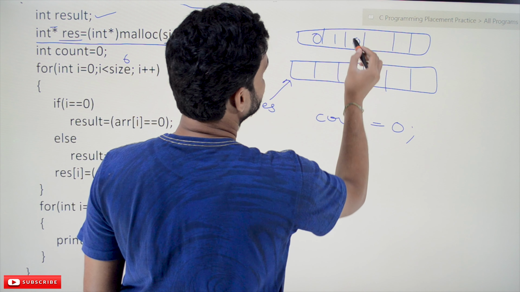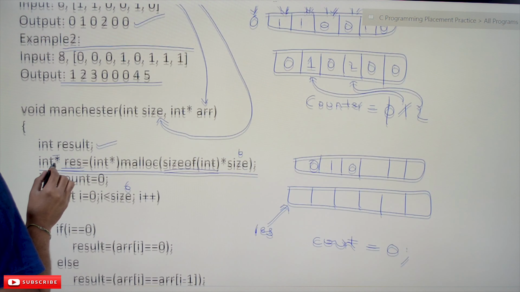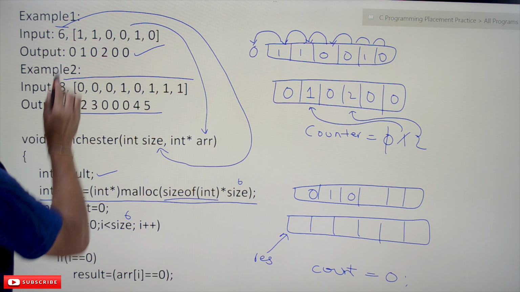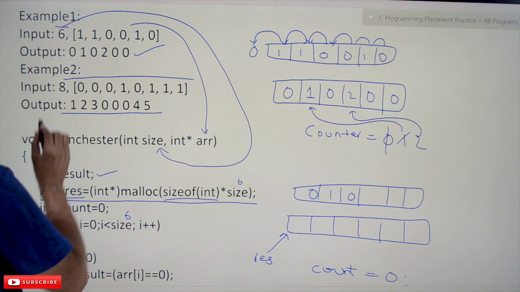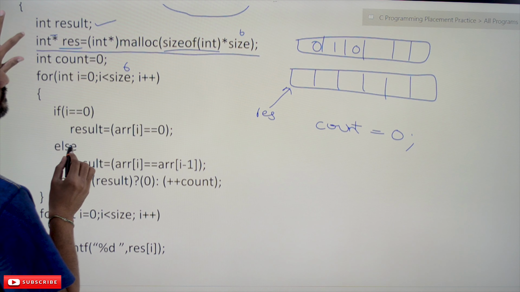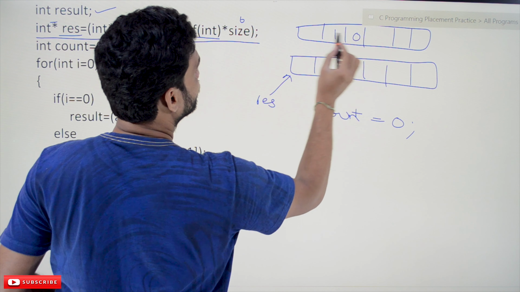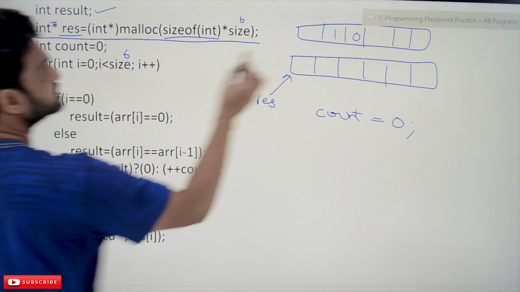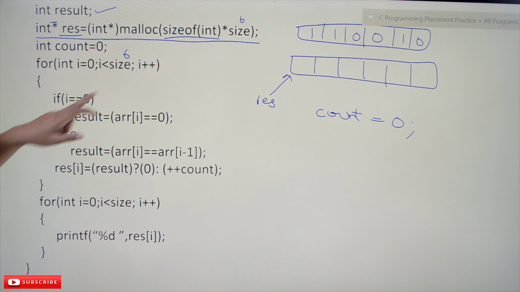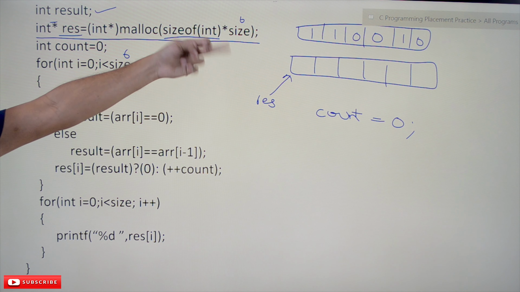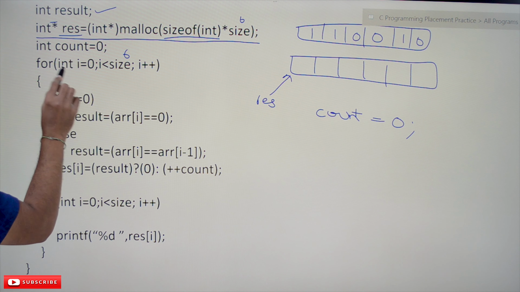What is the input sample array? It is 1 1 0 0 1 0. Okay, let's change these bits. This is our input bit array. We will do the calculations and fill the result bit array using this input sample. Nothing is wrong with this for loop.